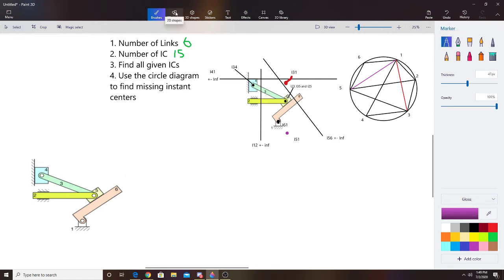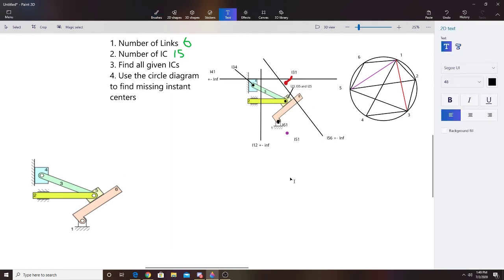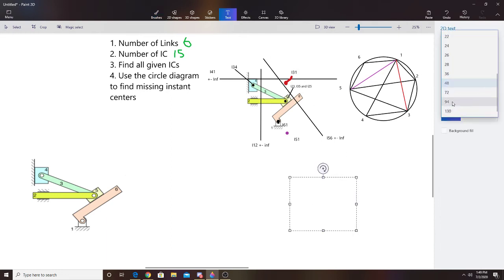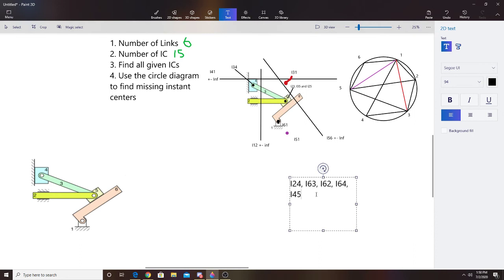So what's another one we can find? There's not many more choices left. There's, what, 2,4? So here, I'll write these out. I24 is one of them. What's another one? I63. I62. I64. I45. Okay, there was more than I thought.